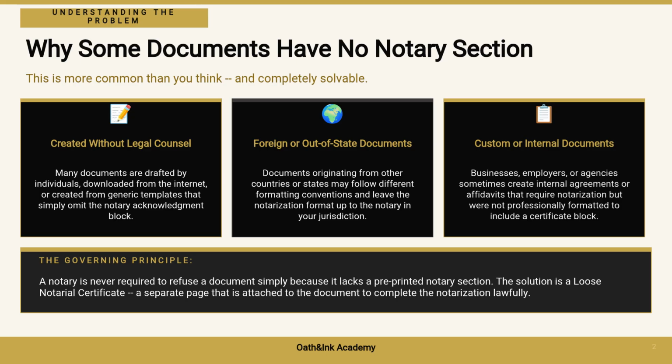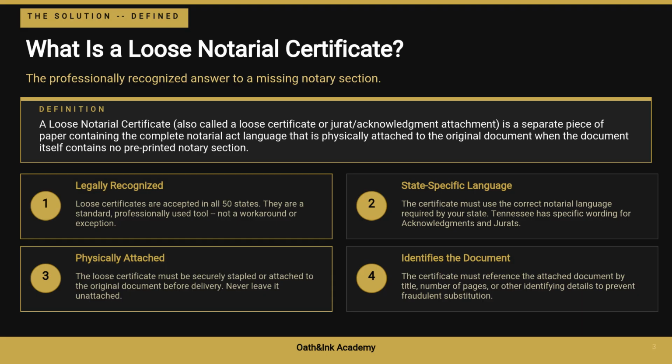Keep in mind the governing principle here. The absence of a pre-printed notary section does not mean you have to turn the signer away. It means you need to know the correct solution, and that solution is called a loose notarial certificate. So what exactly is a loose notarial certificate? First, let's define it clearly. A loose certificate is a separate page that contains all the required language of a notarial act, an acknowledgment or a jurat, that gets physically attached to the original document.